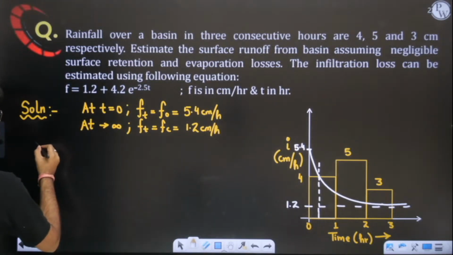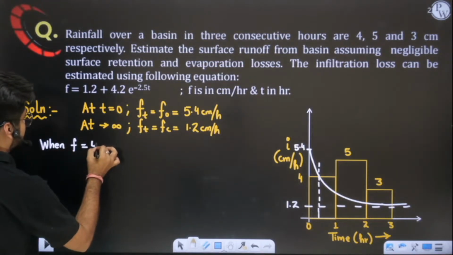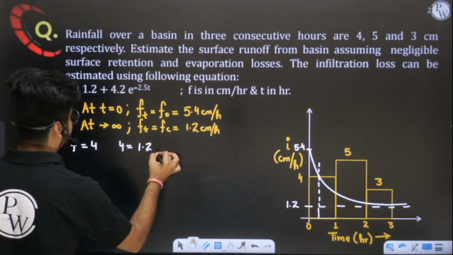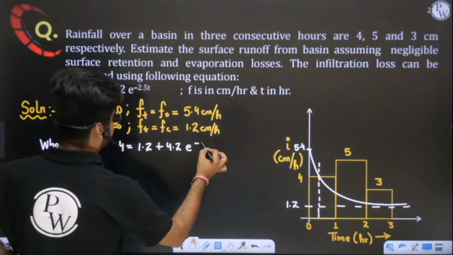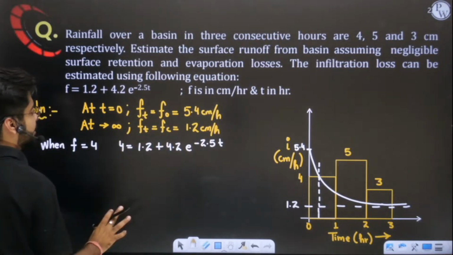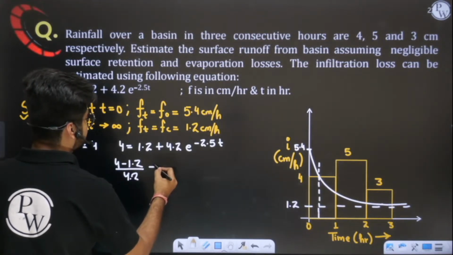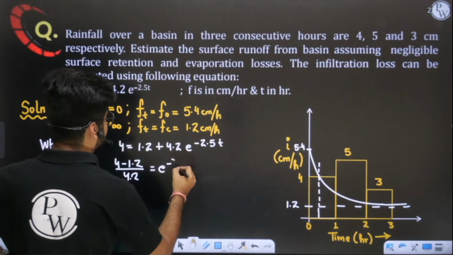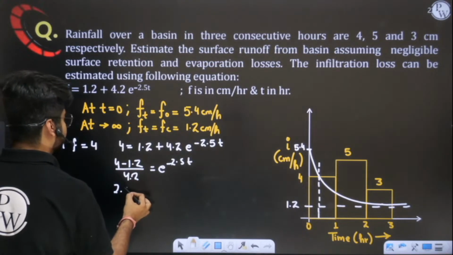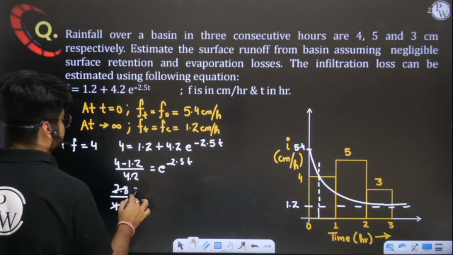So I will write: when f is equal to 4, put the value of f equal to 4 here. 4 is equal to 1.2 plus 4.2 e power minus 2.5t. When f is 4, find the value of time. So from here, when I solve, (4 minus 1.2) divided by 4.2 is equal to e power minus 2.5t. Solve this number. This will be 2.8 upon 4.2, which is 2 by 3, about 0.66.